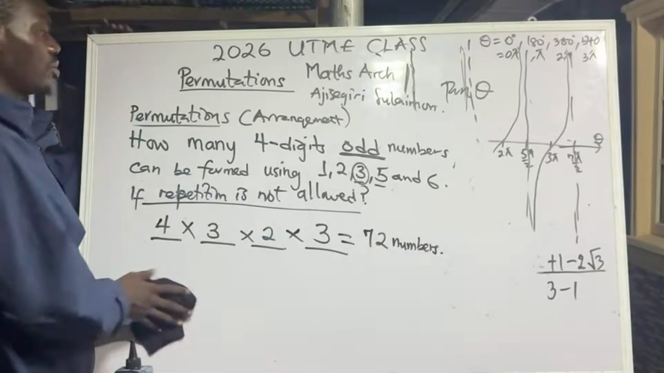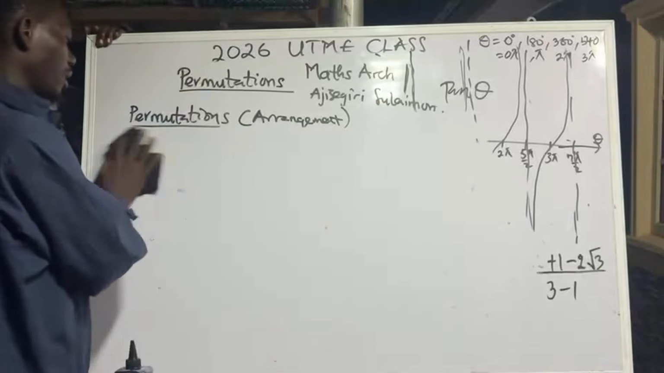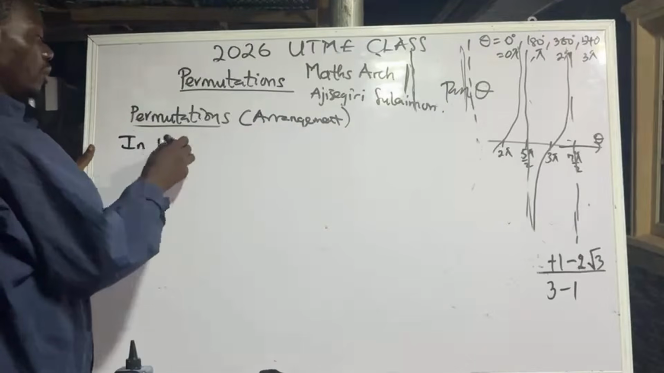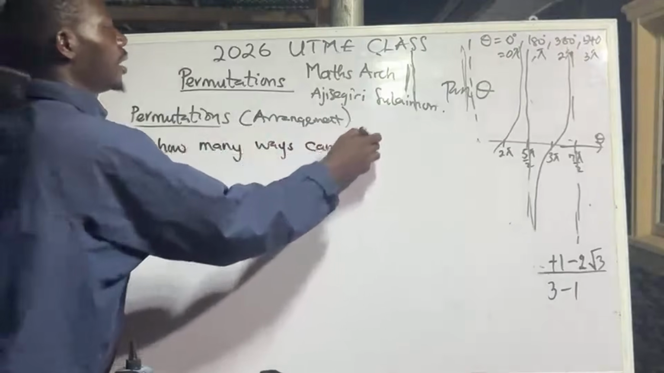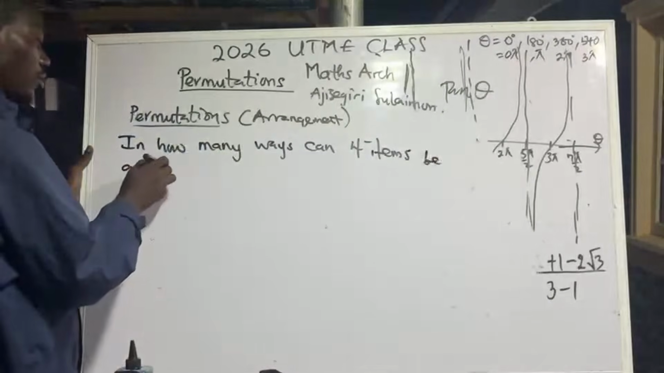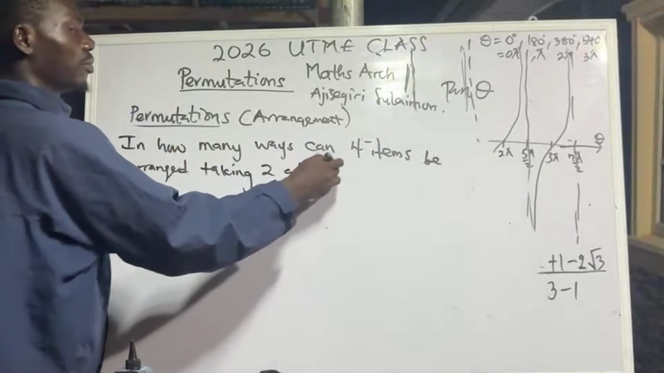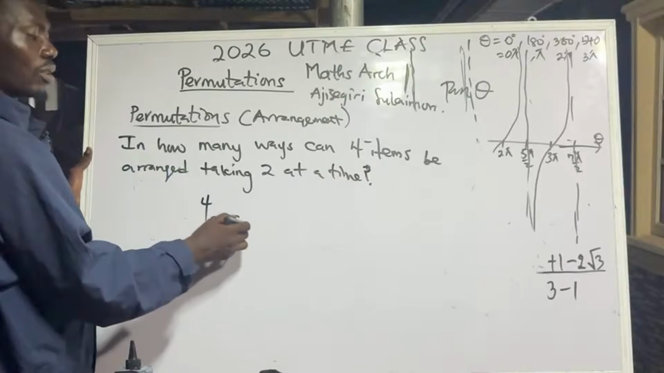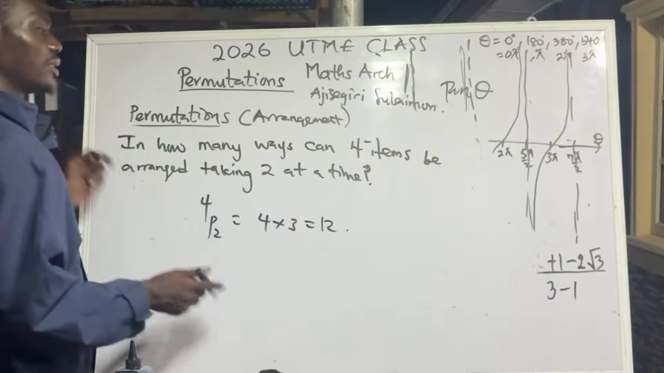So look at this question. In how many ways can 4 items be arranged, taking 2 at a time? What is that saying? That's 4 permutations 2. What are they saying? 4 times 3 equals 12. It's as simple as that.